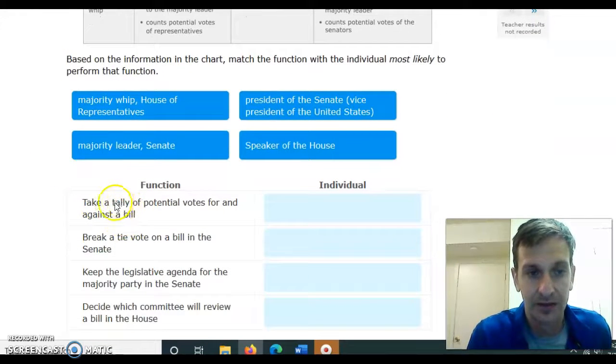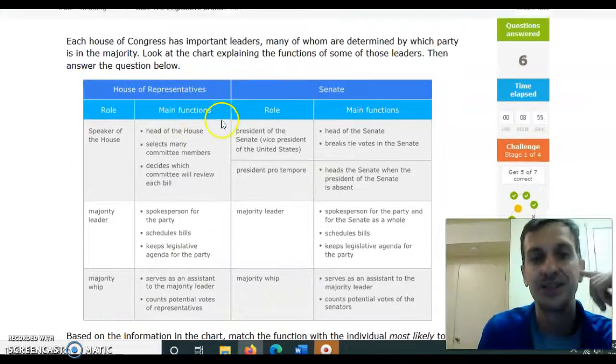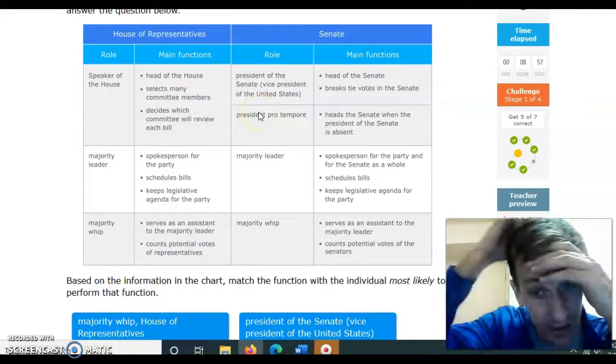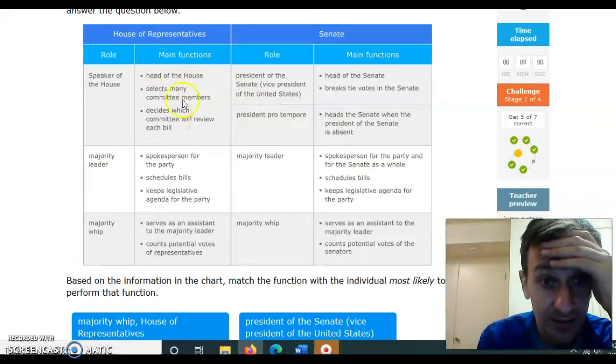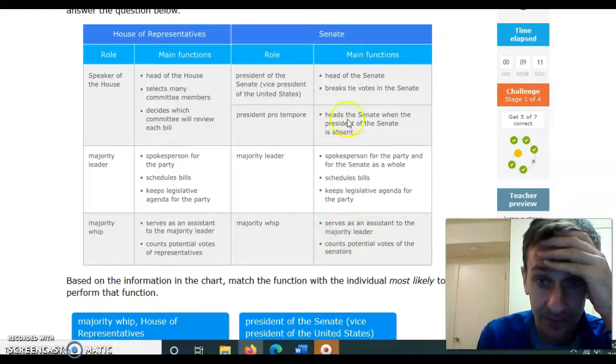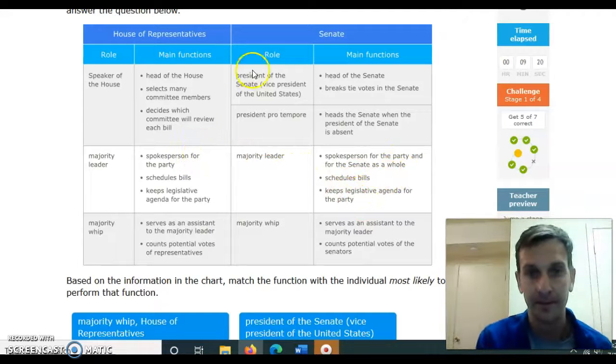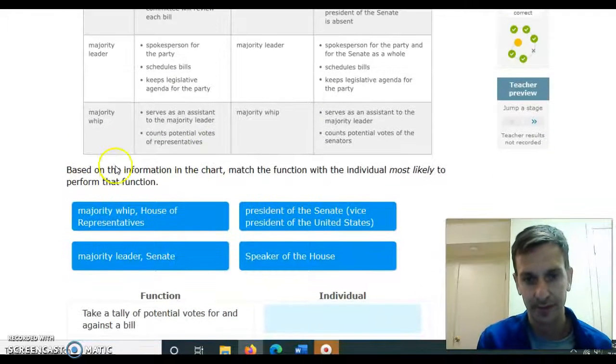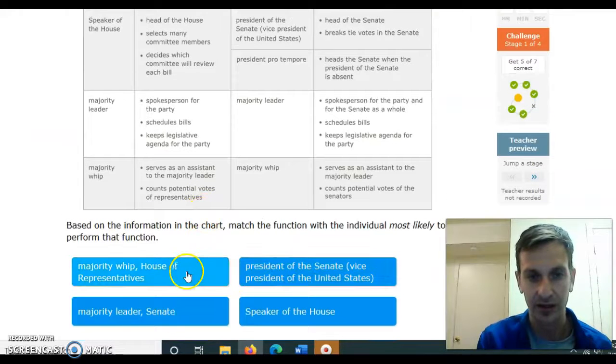All right, the function takes a tally of potential votes for and against bills. This is where we're going to have to scan, right? Look for tally for votes. Selects committees. This is where we read fast. Decides which committee will review. Spokesman. Schedules. Keeps legislative agenda. Assistant. Counts potential votes. Heads the Senate. Breaks the ties in the votes. Spokesman for the party. Schedules bills. Keeps legislative agenda. So, Speaker of the House. Majority Leader. Majority Whip. President of the Senate.